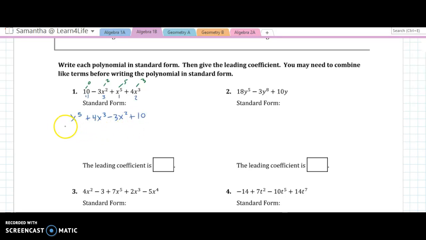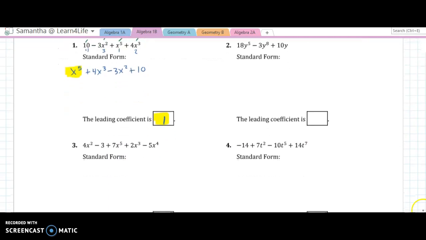Here the leading coefficient we get from this term right here. The number in front of that term, the numerical factor here is 1. Right, if it's not there, it's 1. There we go, that's all we had to do.